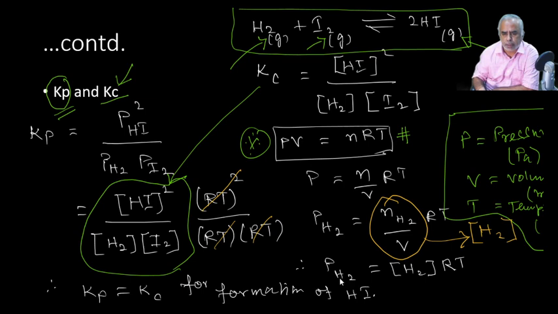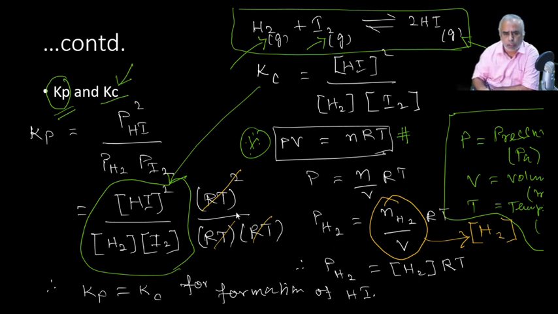Now we can get pH2 is equal to, instead of nH2 by V, we can write [H2] into RT. Similarly for this PHI, PHI is nothing but [HI] into RT. So if it is squared, that is also squared, is it not? Similarly we can have iodine. So pI2 means that is [I2] concentration into RT. So we have suitably substituted based on these relations.